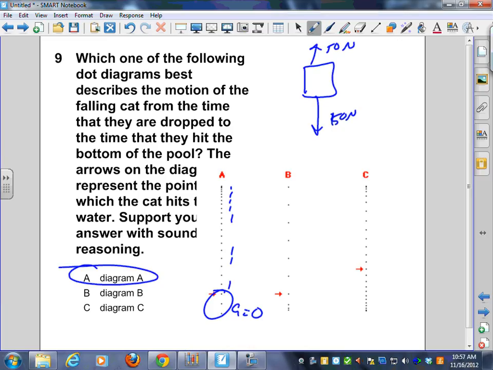And if the net force is 0, F net is equal to MA. I got 0 equals 5 times A. What's my A going to be? And if my acceleration is 0, then that means my speed remains the same.